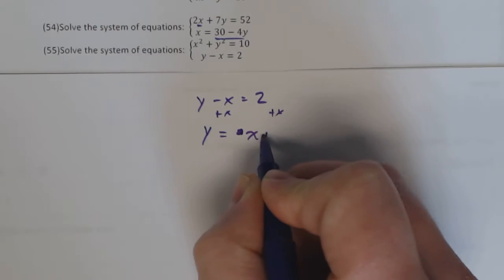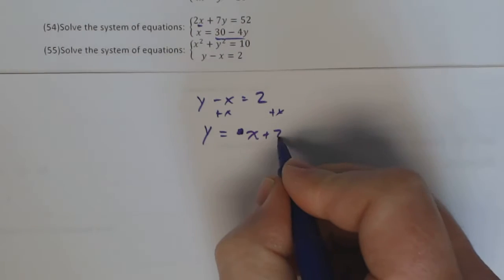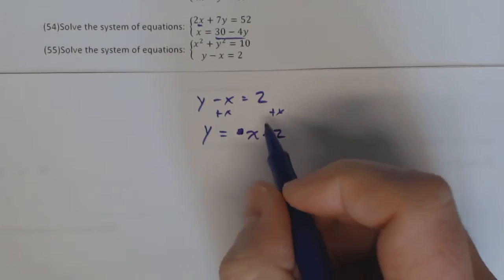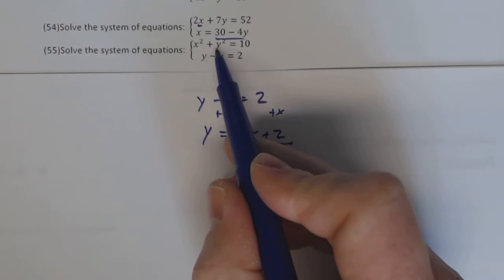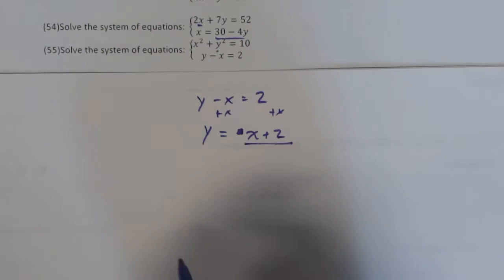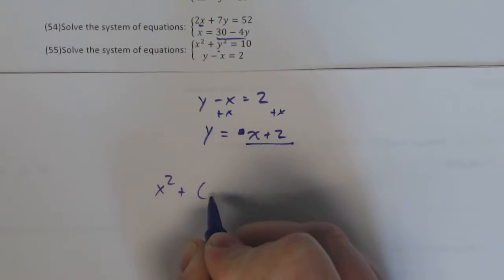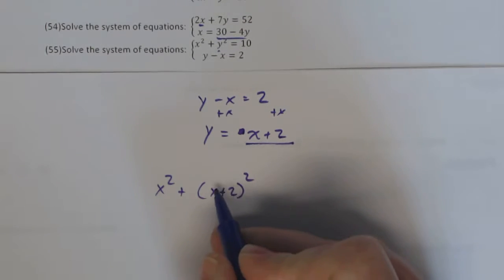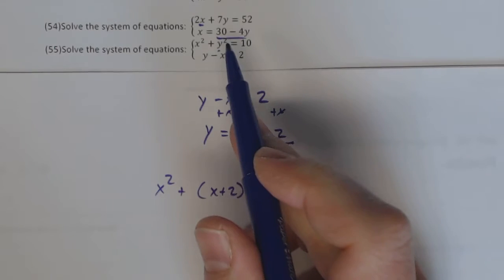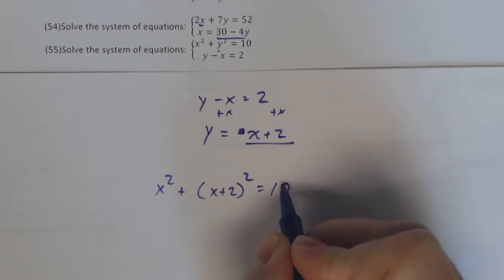It'll be alright if I say x plus 2 instead of 2 plus x. So now I don't have any negatives to worry with. So that's what my y is equal to. So I'm going to take that and plug it into the top here where my y is. So that's what my y is now, x plus 2. Now it's squared because it says squared up here, equals 10.